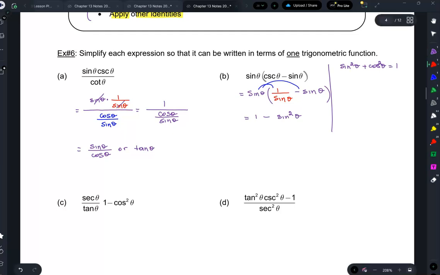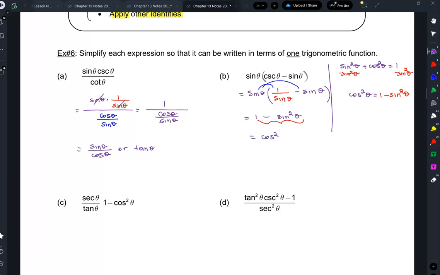Subtract sine squared theta. So I get here cosine squared theta is equal to 1 minus sine squared theta. So now if I come here, this whole thing is actually just equal to cosine squared theta. And that's how I simplify this, right?